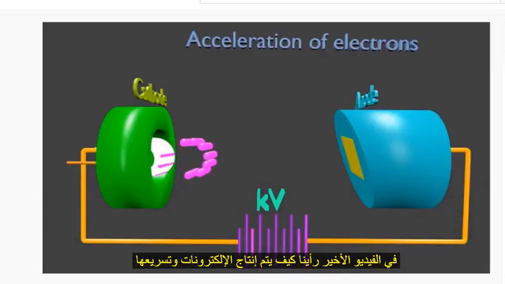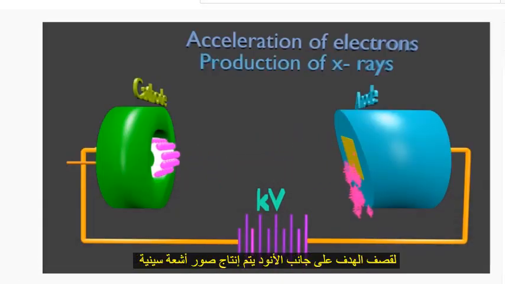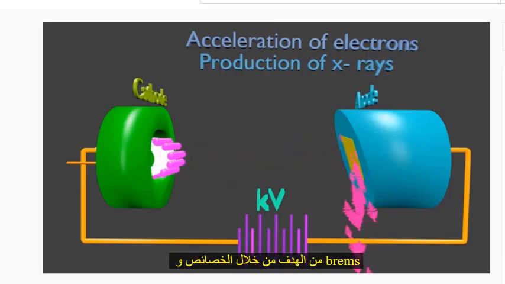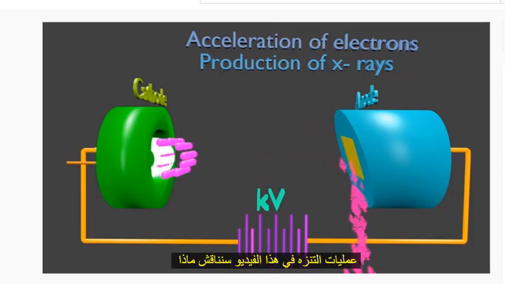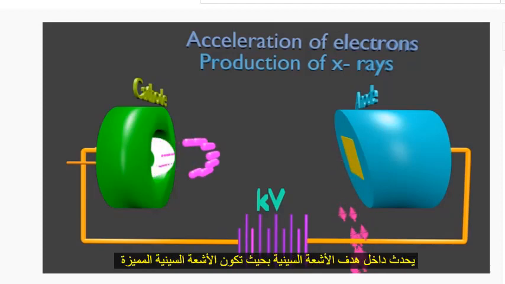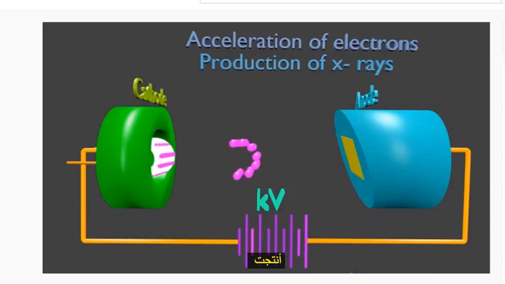Electrons are produced and accelerated to bombard the target on the anode side. X-rays are produced from the target by characteristic and Bremsstrahlung processes. In this video, we will be discussing what happens inside an X-ray target so that characteristic X-rays are produced.